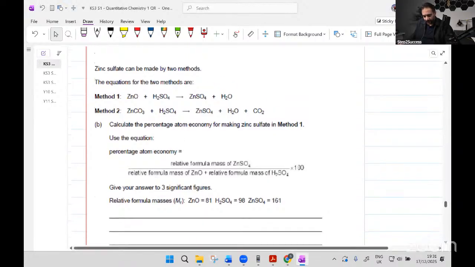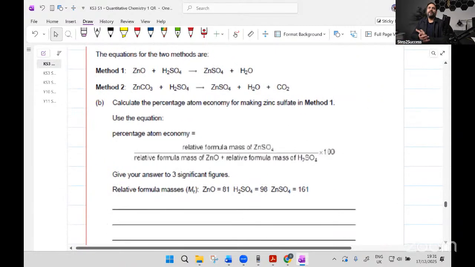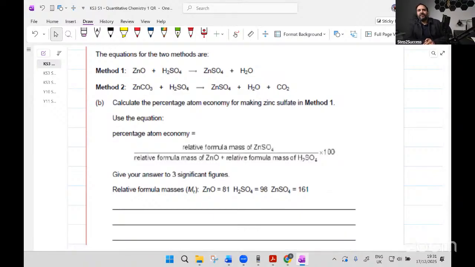Yeah, fine. Okay. Right. This is again, I wouldn't expect you to know. This is quite difficult, this one. We were just thrown in at the end. But if you actually follow what it says, it is not that difficult. So even if you don't have a clue what this means, you can work this out by just reading the question carefully. It says, calculate the percentage atom economy for making zinc sulfate in method 1. Right, so we're ignoring this. We're just looking at this.